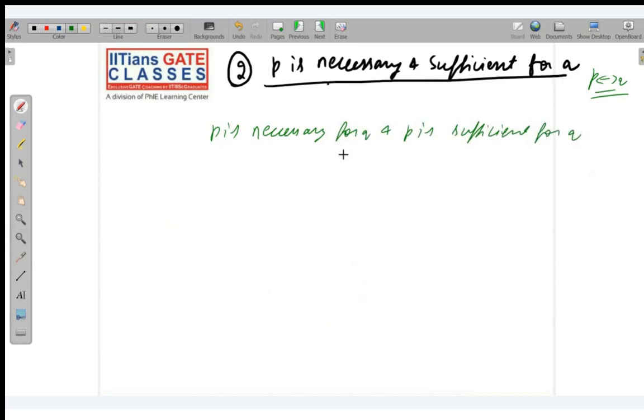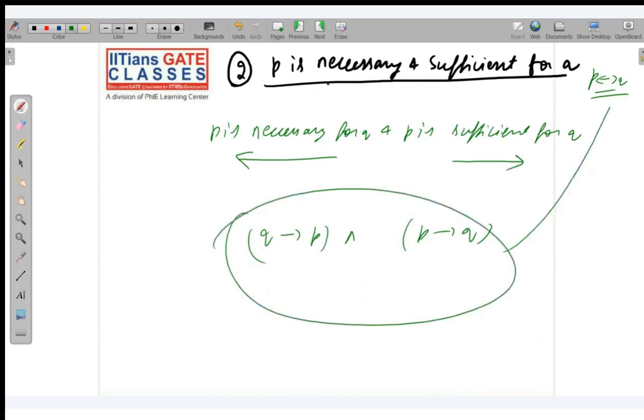So P is necessary for Q, so what will the direction be? Like this. P is sufficient for Q, the direction will be like this. So it says Q implies P and P implies Q. I have already told you it is nothing but double implication. So this is the proof that P is necessary and sufficient for Q.